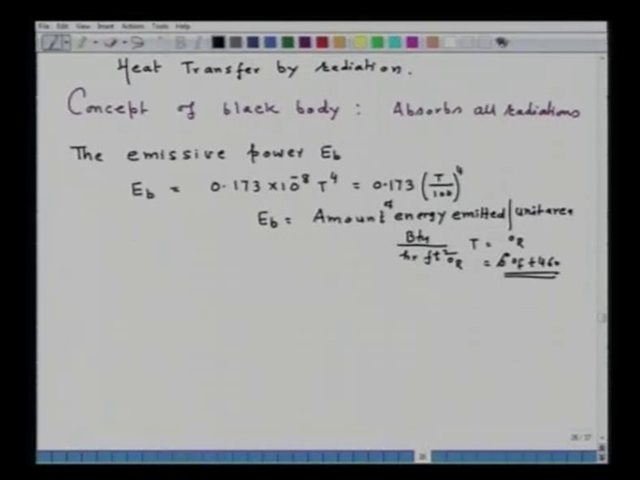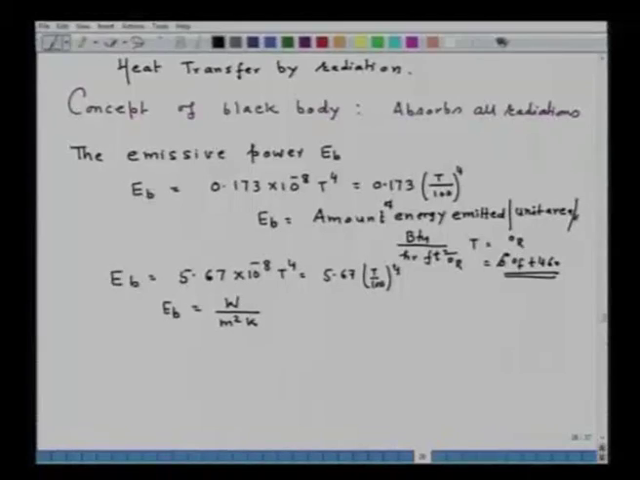Now, in MKS system, EB is equal to 5.67 into 10 to the power minus 8 T to the power 4, that is also equal to 5.67 T upon 100 raised to the power 4. Here EB we will get in watt per meter square. So, these are the basic equations for the amount of energy emitted per unit area and per unit time.